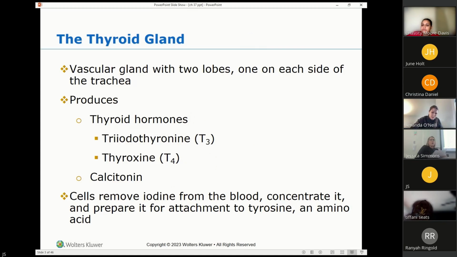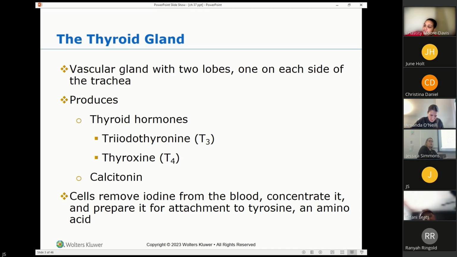So the thyroid is a vascular gland with two lobes, one on each side of the trachea. It kind of looks like a butterfly. It's right here in the neck. It produces thyroid hormones T3 and T4. And it also holds calcitonin, which is why it is dangerous to remove the parathyroid.